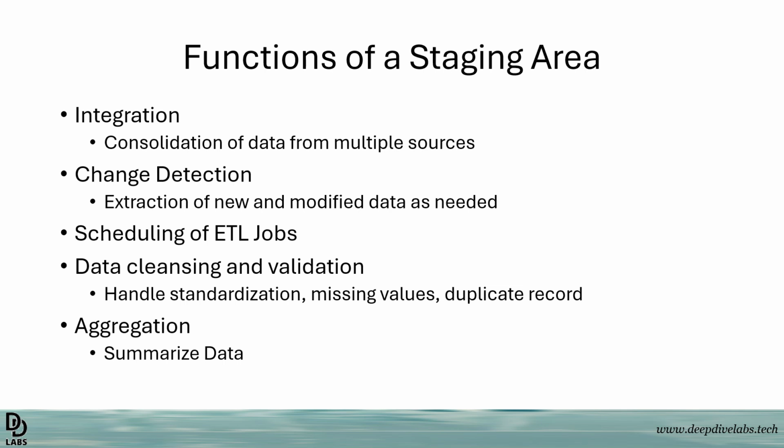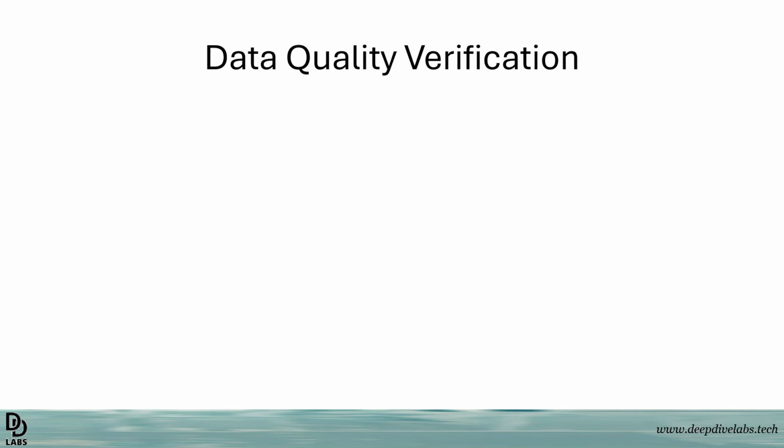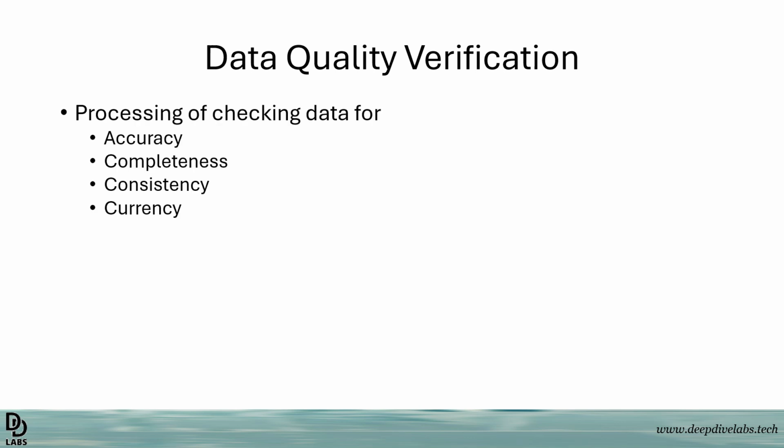So one of the key things that we see here is data cleansing and validation. Next we are going to look at how we validate data quality. What does data quality verification mean? It refers to the process of checking data for different attributes. A typical data quality verification looks for 4 attributes: the accuracy of your data, completeness of your data, consistency, and currency, how latest, how current your data is, right?